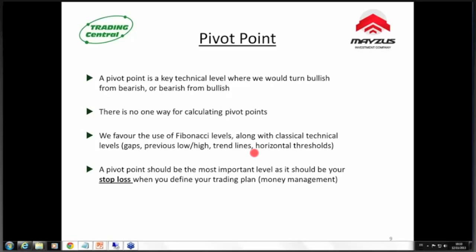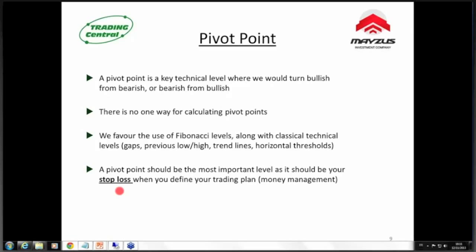If you have several arguments on a specific level, like a key Fibonacci retracement, plus, for example, a moving average, plus a rising trend line, you have a key level, a key pivot point, and you will be able to define an interesting trading strategy. So I insist on the fact that the pivot point should be the most important level, as it should be your stop loss when you define your trading plan.